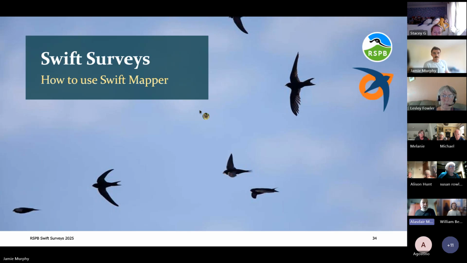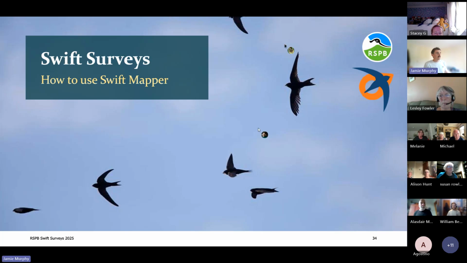Now, I'm going to hand over to Jamie again, because he's going to do a quick demonstration of how to use Swift Mapper, how to actually use the app. It's remarkably straightforward. So if someone just asked a question about would you input the number of the house if you spotted a nest, well, actually, if you mark it on Swift Mapper, it will actually record that data. It will know probably where the house number is. But so yeah, that's kind of built into the app. So Jamie, I will hand over to you.